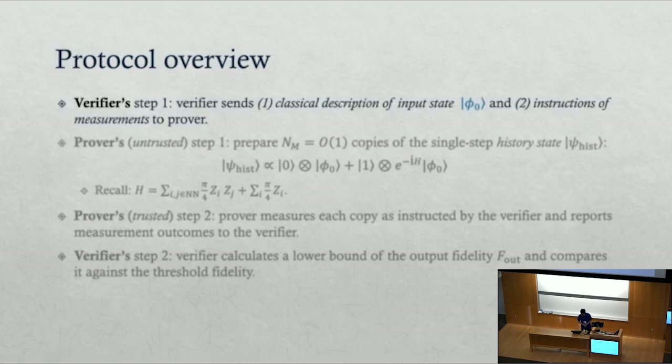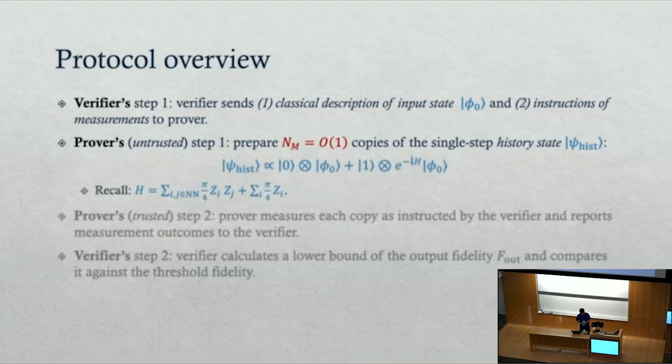The first step of the verifier is that the verifier needs to send some classical information to the prover. This classical information is, first, the classical description of the input state phi naught, and second, some instructions of what measurements to perform to the prover. So the first step of the prover is an untrusted step in which the prover needs to prepare N_M copies of this single-step history state, where N_M here is a constant value that is independent of the qubit number.